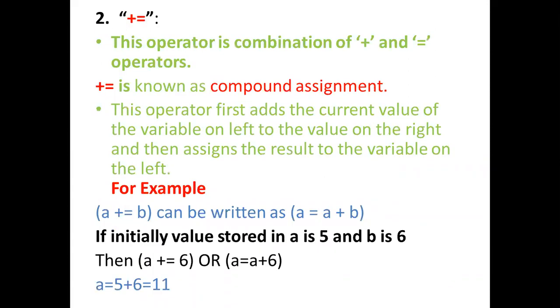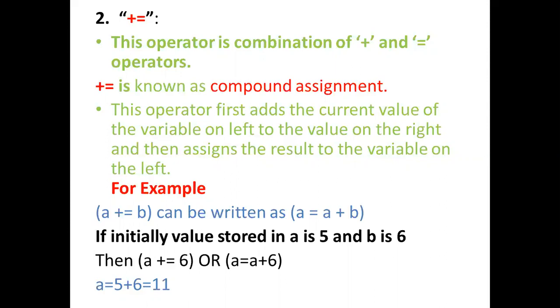Second one is plus equal to. This operator is a combination of plus and equal to operator. Plus equal to is known as compound assignment. This operator first adds the current value of the variable on left to the value on the right and then assigns the result to the variable on the left. For example, a plus equal to b can be written as a equal to a plus b.